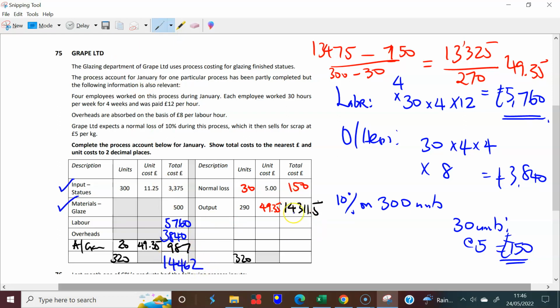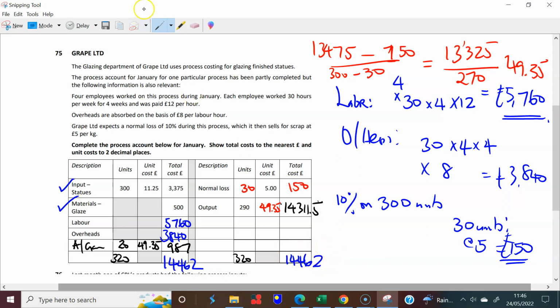14462, and we do exactly the same thing here. 150 plus 14311.5, which is, well, 14461, but let's just call it 14462 if you like, in terms of doing that. And that's how we deal with this.